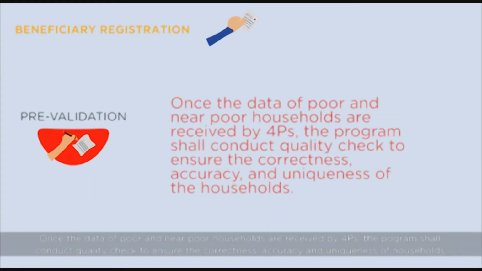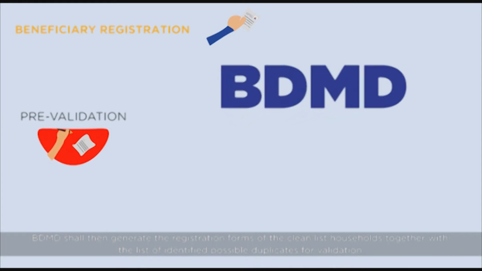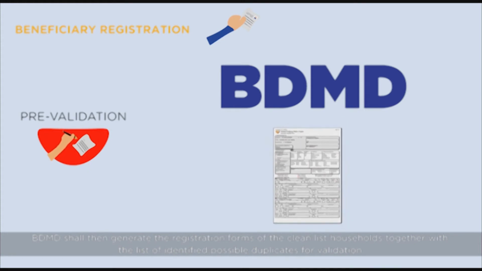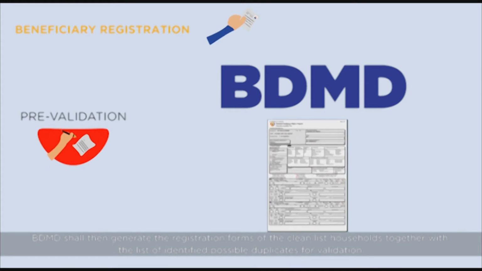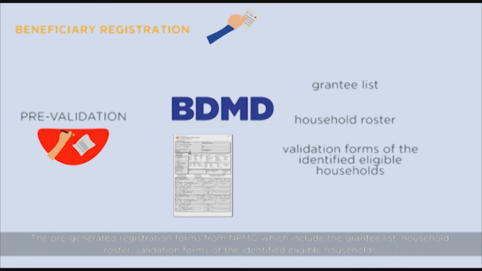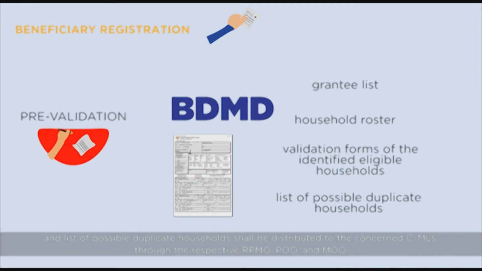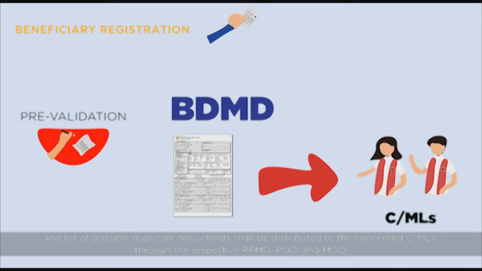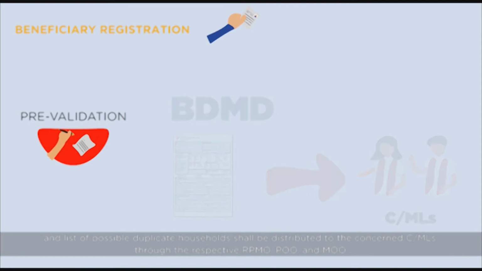Once the data of poor and near poor households are received by 4Ps, the program shall conduct quality check to ensure the correctness, accuracy, and uniqueness of households. PDMD shall then generate the registration forms of the clean list households together with the list of identified possible duplicates for validation. The pre-generated registration forms from NPMO, which include the grantee list, household roster, validation forms of identified eligible households, and list of possible duplicates, shall be distributed to concerned CMLs through the respective RPMO, POO, and MOO.